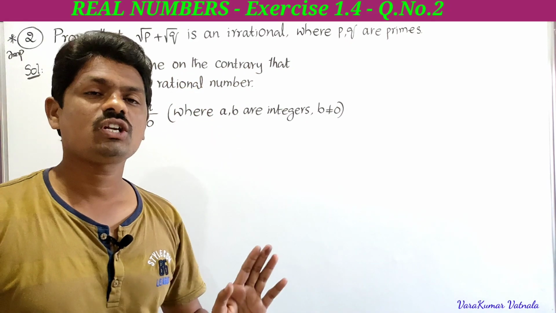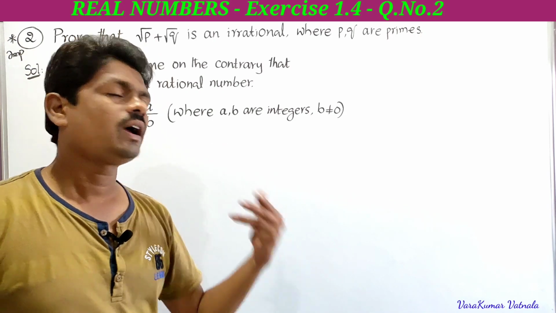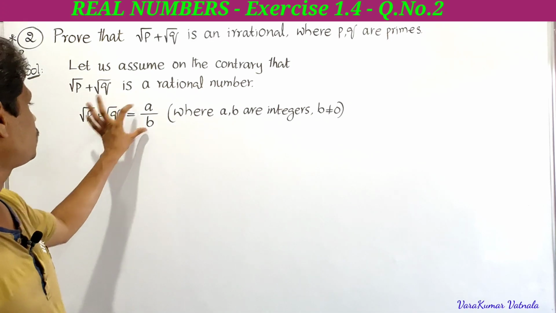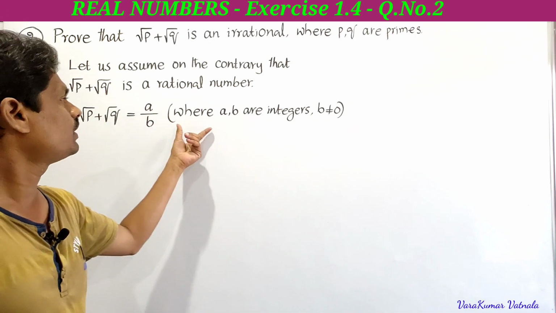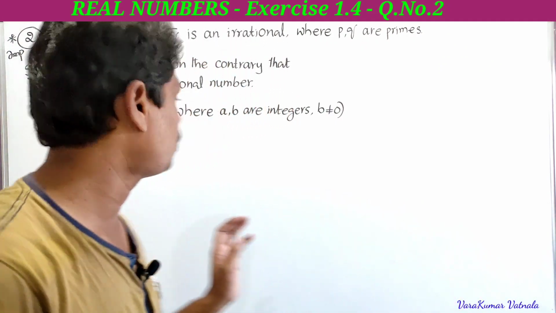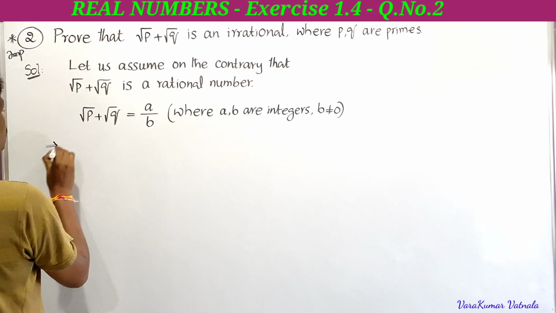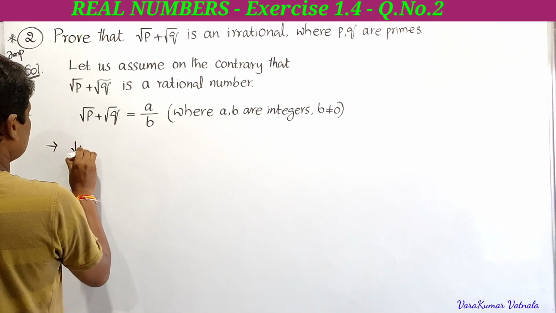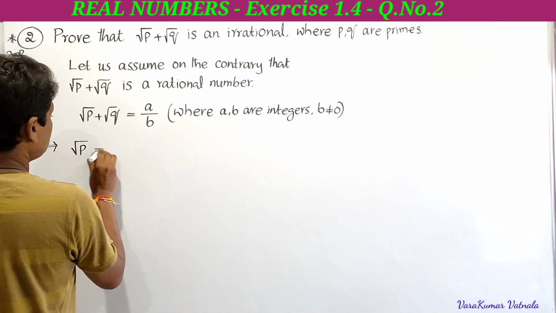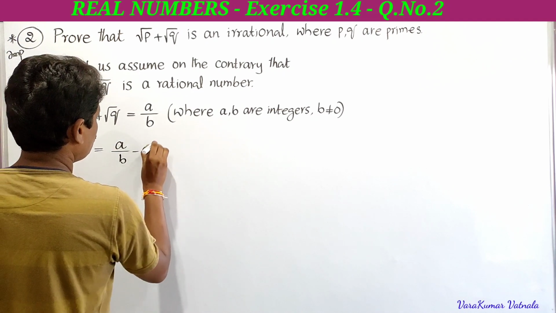So if it is a rational number, every rational number can be written in the form a by b. Hence root p plus root q is equal to a by b, where a, b are integers and b is not equal to 0. So next we have to simplify. I am taking root q to the right side. What we get? On the left side we have root p is equal to a by b minus root q.